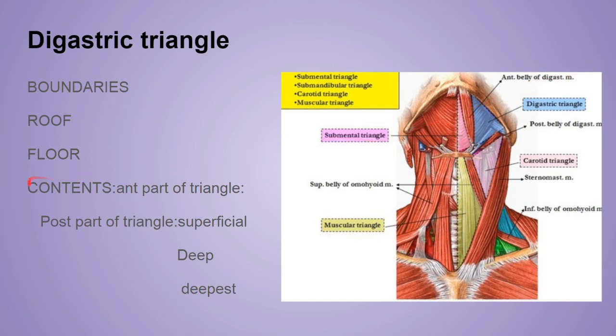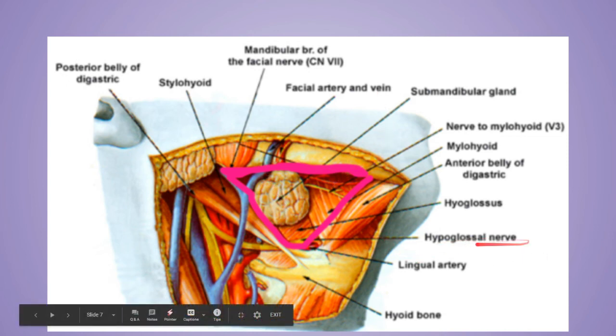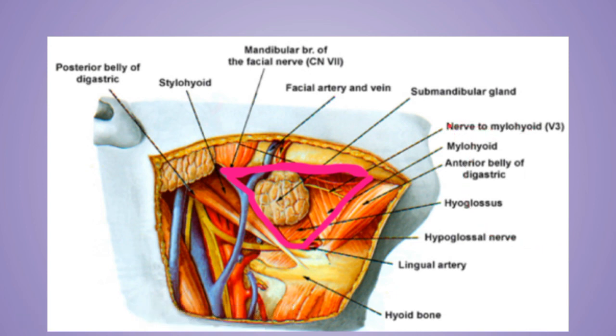Now mainly very important, the contents. For the contents, we divide the triangle into two parts: the anterior part of the triangle and the posterior part of the triangle. Now the contents of the anterior part of the triangle: as you can see, we have first of all the superficial part of the submandibular salivary gland, then the facial artery and vein. The facial artery is mainly present deep to this triangle, while the facial vein and the submandibular lymph node are present superficial to this triangle. Then the hypoglossal nerve, then the nerve to mylohyoid muscle, submental artery, and some of the vessels of the mylohyoid muscle.